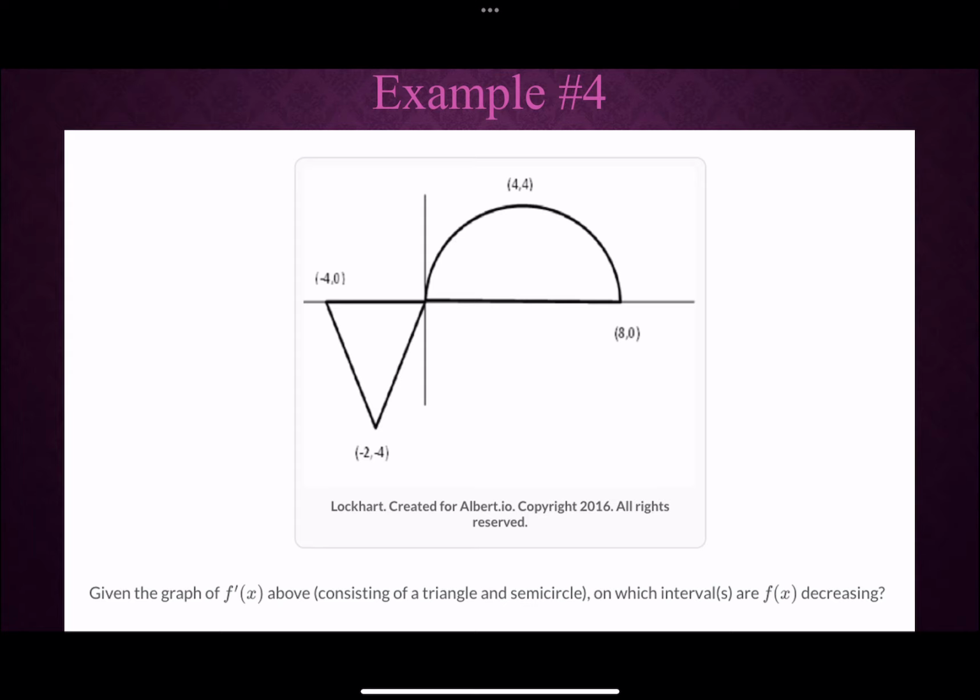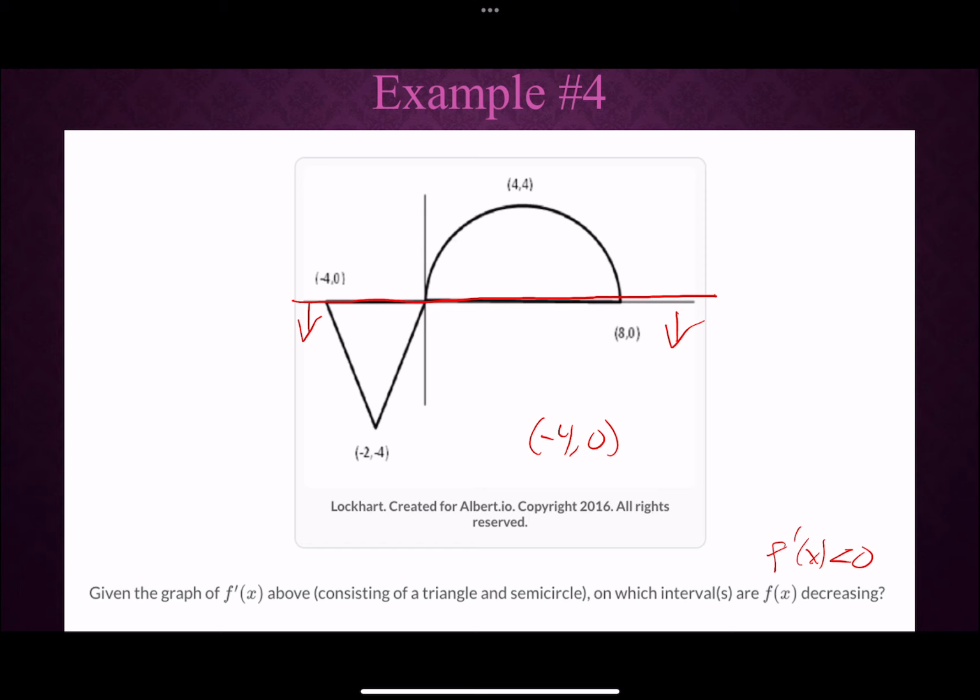All right, we're again given the graph of the derivative, created by this triangle and semicircle. Where is the function decreasing? So again, f of x decreases where the derivative is negative. Where are we negative? We're below the x-axis. We are below from -4 to 0. Those are the only locations where this graph is below.